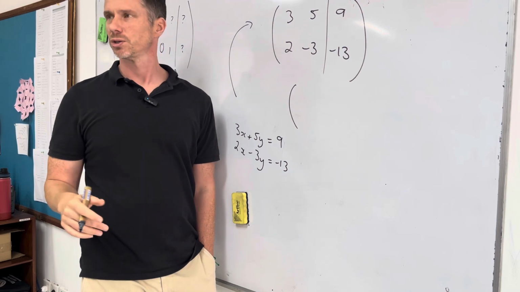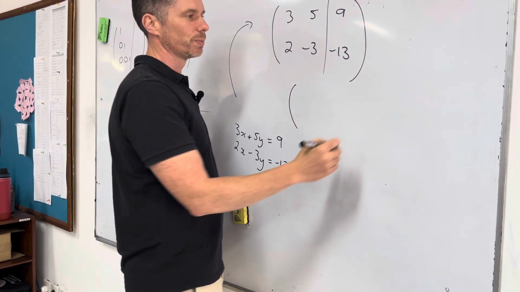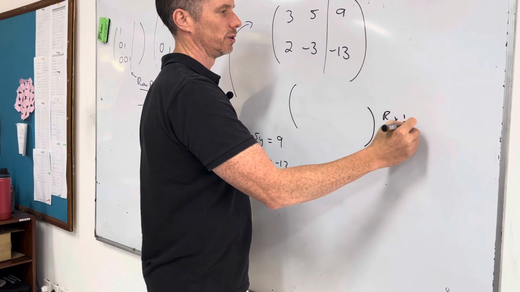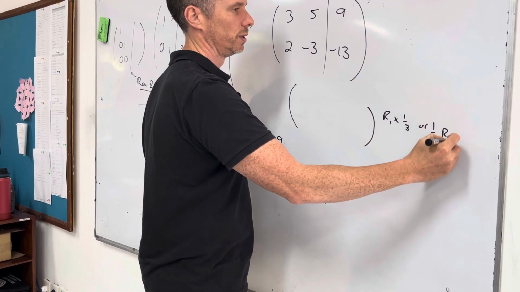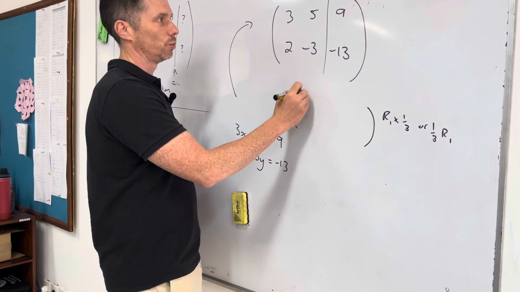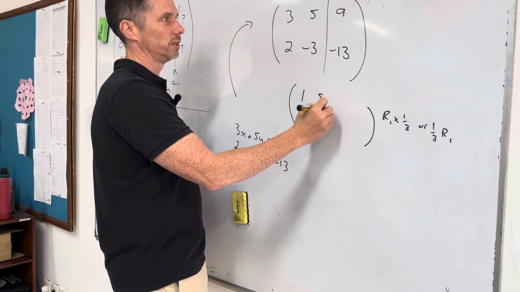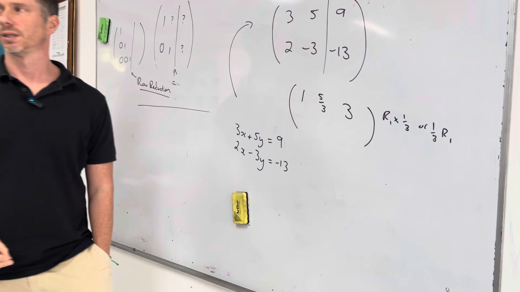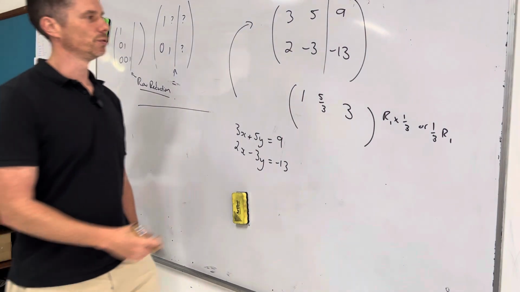Well, multiplication or division. I multiply by a third, yes. Row 1 multiplied by a third, or you can write 1/3 row 1 as you're working out. I get 1, 5 over 3, and 3. That gives this new row.